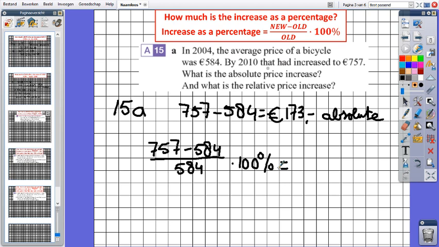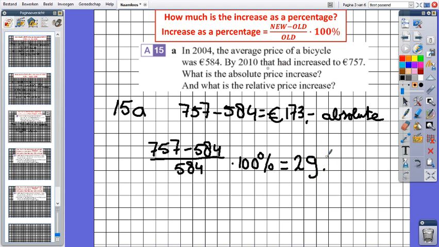However, be careful to first calculate 757 minus 584, and after that divide it by 584. If you're going to put it in after each other and not use brackets, you're going to get a different answer altogether because of the calculation order. If you do it the correct way and afterwards do it times 100%, you're going to find the increase as a percentage. In this case it is not 26, no, it's going to be 29 points.